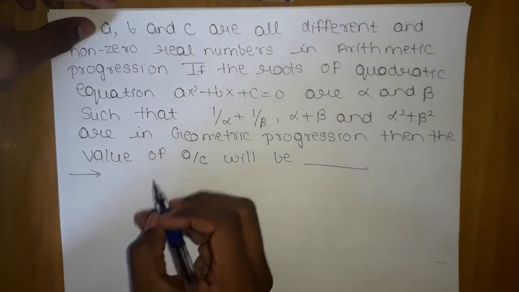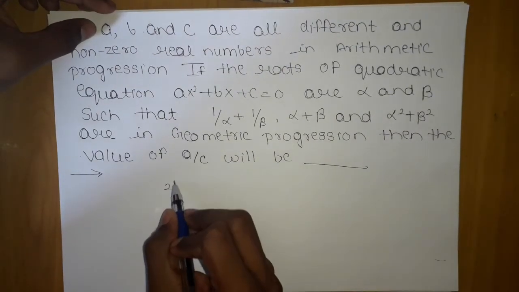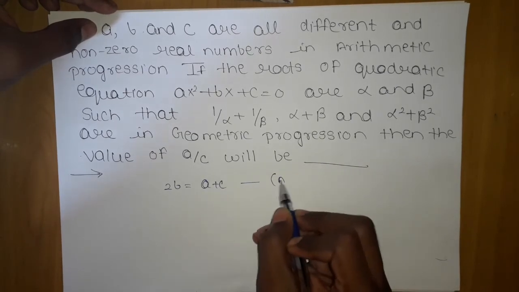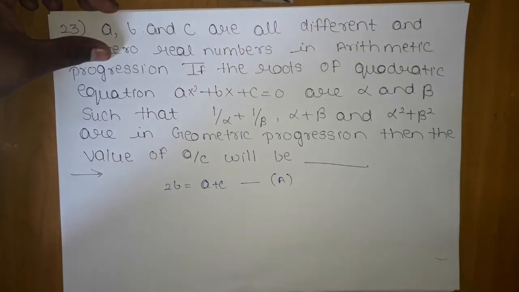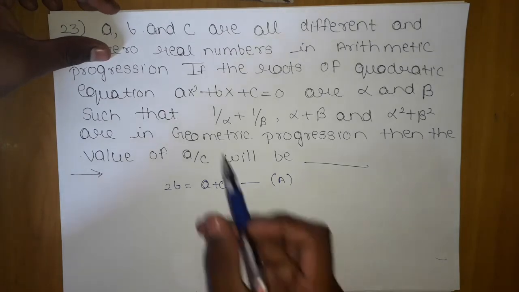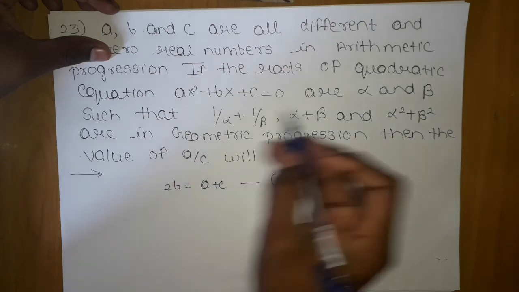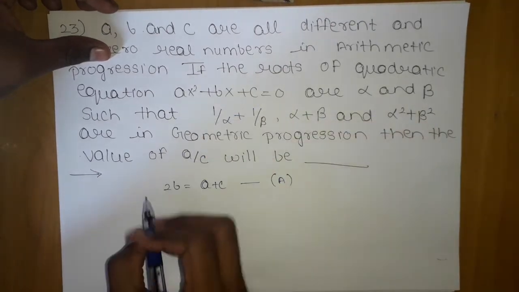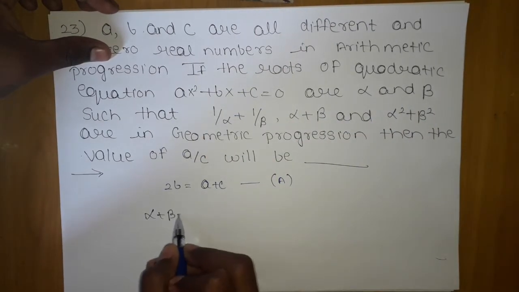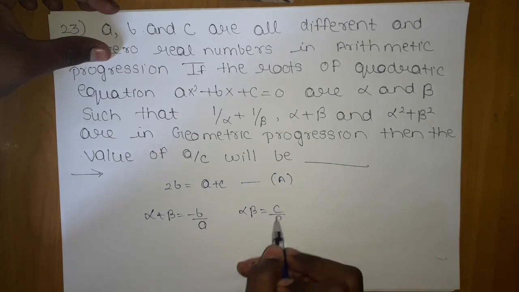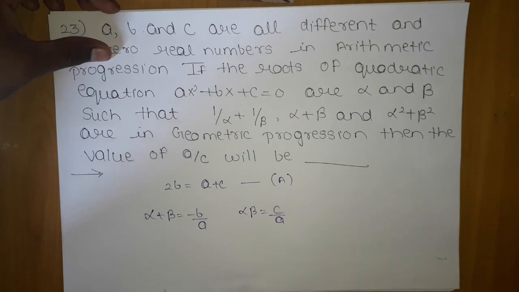Now a, b, c are in AP, so the basic thing is 2b should be equal to a plus c. This is the basic thing you know from class 10th. After this, these things are in GP, and alpha and beta are the roots, so I can write alpha plus beta equals -b by a and alpha into beta equals c by a.